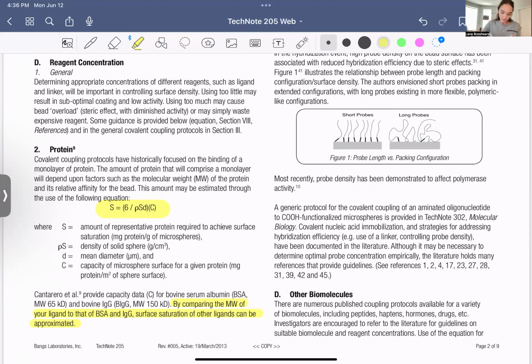So let's go through this equation. S is equal to the amount of representative protein required to achieve surface saturation. This is what you're trying to calculate. How many milligrams of your protein do you add? Then you have your density of the solid sphere. This will be provided by the manufacturer. The mean diameter, this is also provided by the manufacturer and is actually one of the main characteristics that you can pick and choose from. And then capacity of microsphere surface for a given protein. This is what you will either be able to find in the literature or may have to estimate just by comparing the molecular weight.